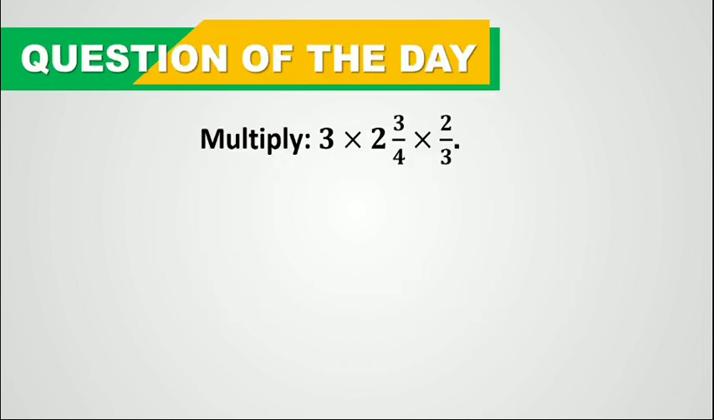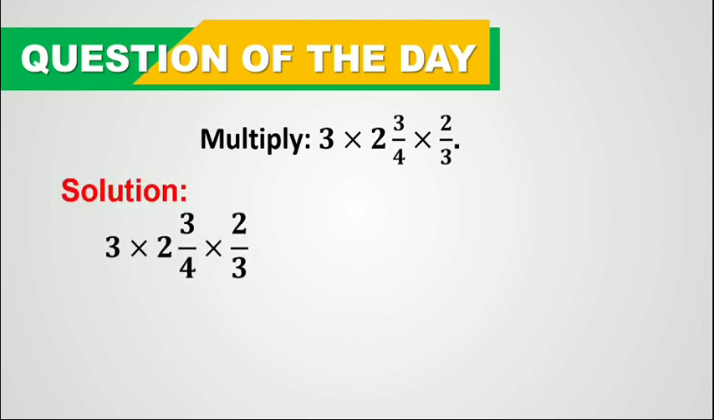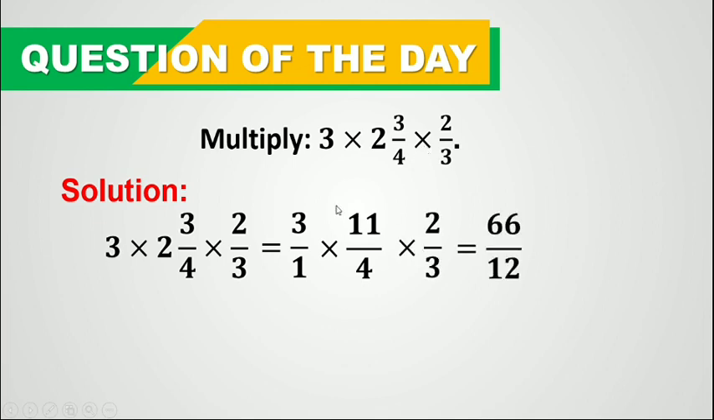Now let's go back to our question of the day. Let's multiply 3 times 2 and 3/4 by 2/3. Again, let's copy them first. We're going to write 3 as a fraction, so 3 over 1, and then times 4 times 2, that's 8, plus 3, that's 11. So times 11 over 4, and then times 2/3. And then we're going to multiply them. So 3 times 11, that's 33, times 2, that's 66. And then 1 times 4, that's 4, times 3, that's 12.